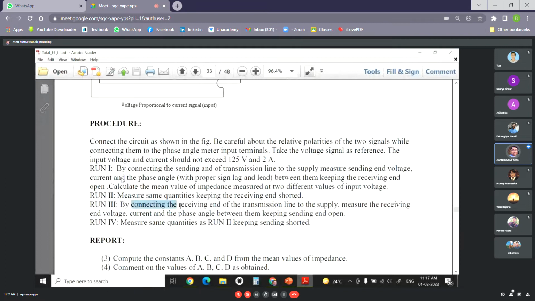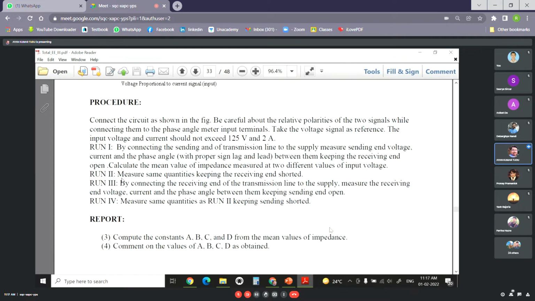We're connecting the receiving end of the transmission line to the supply. Okay, and we're measuring the receiving end voltage, current, and phase angle between them, keeping the sending end open. And the second case will be keeping the sending end shorted. So we'll compute the ABCD parameters from the mean value of the impedances. Okay, and we can comment on the values of the ABCD as obtained. Okay, we'll be seeing what values are coming.